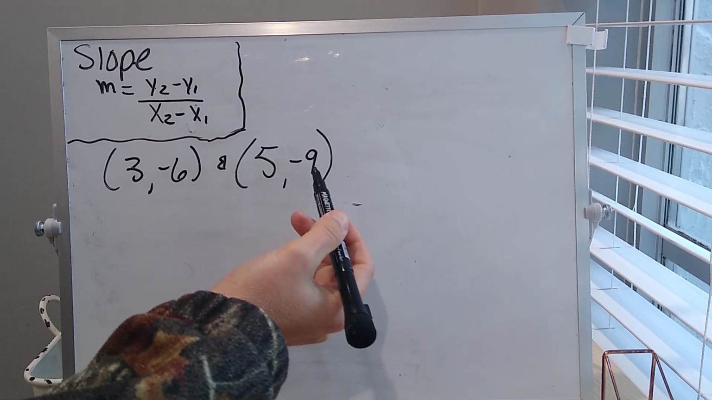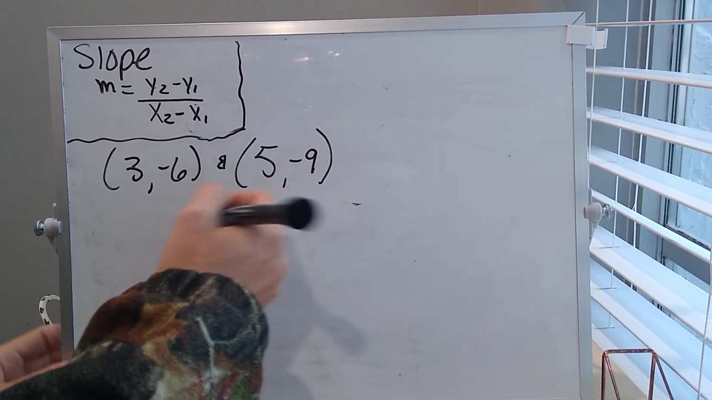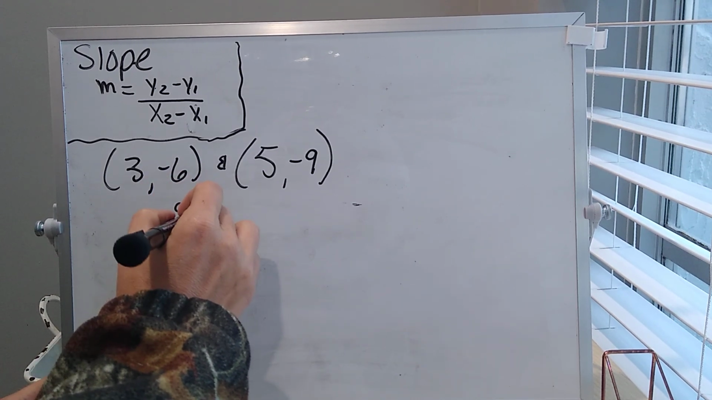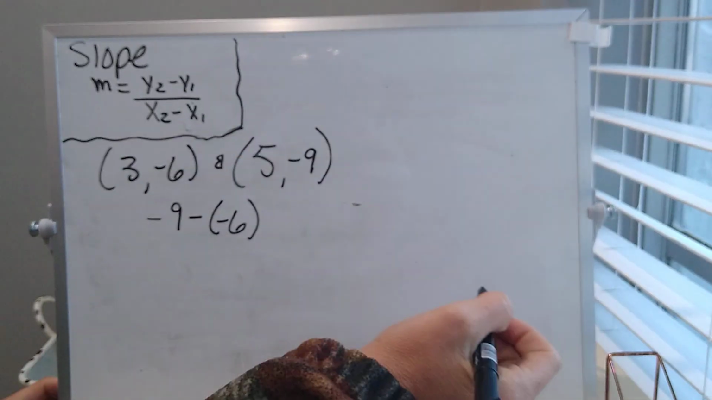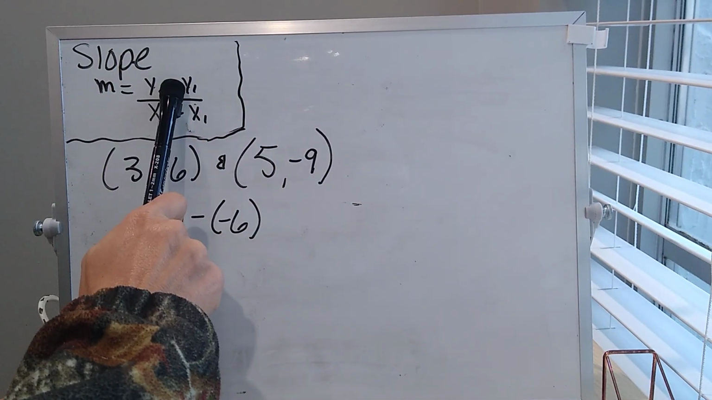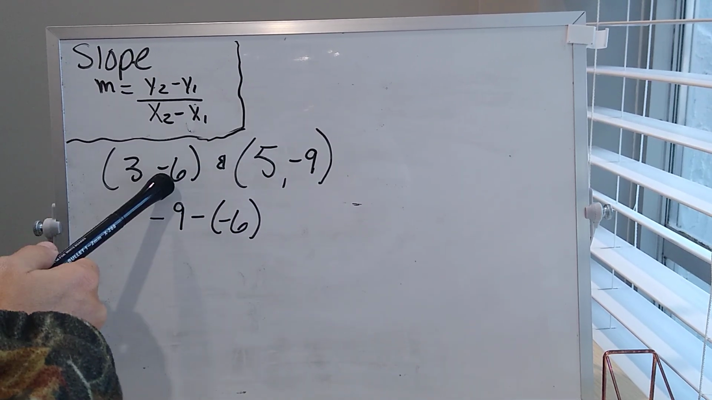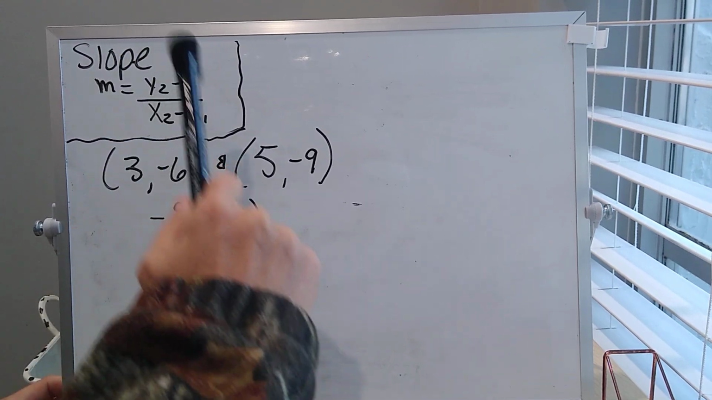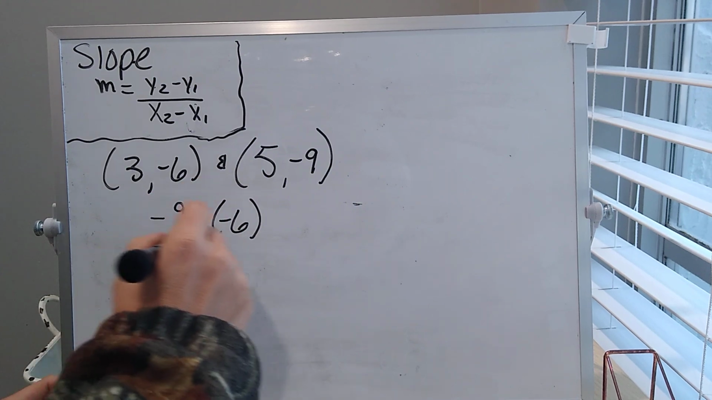Okay, so let's plug it in. I'm going to use this as my second ordered pair and this as my first ordered pair because that's the order they're in. Okay, and so we got -9 minus -6. Don't forget, you are subtracting whatever this value is. So if this is a negative, don't just do -6. It has to be minus -6. That's going to be a big area where you get tripped up.